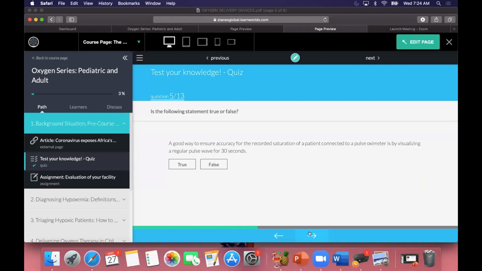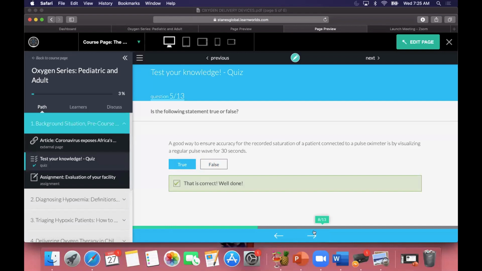Is the following statement true or false? A good way to ensure accuracy for the recorded saturation of a patient connected to a pulse oximeter is by visualizing a regular pulse wave for 30 seconds. True or false? The answer is true.